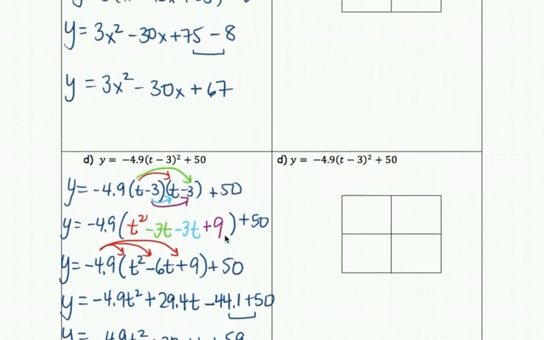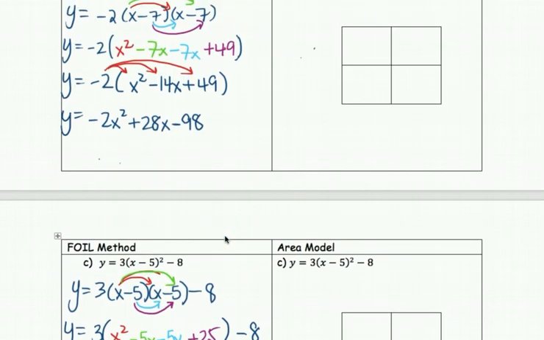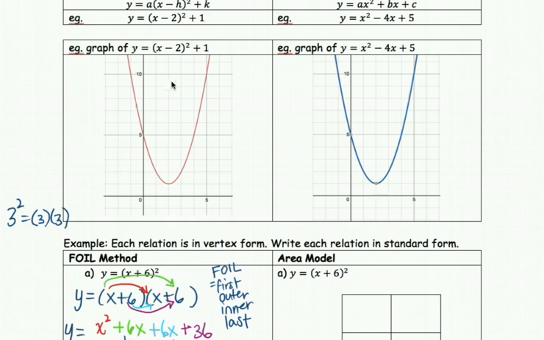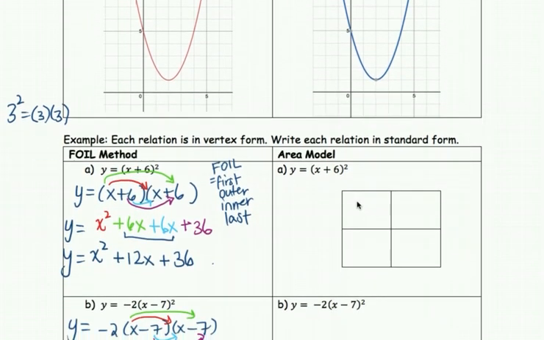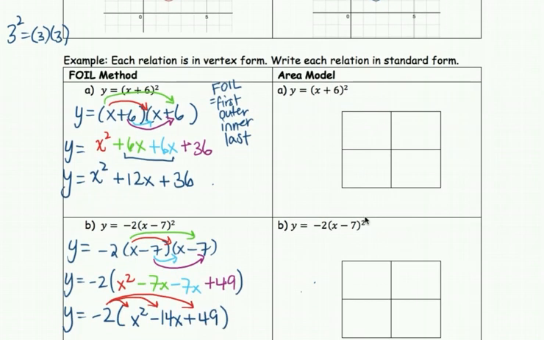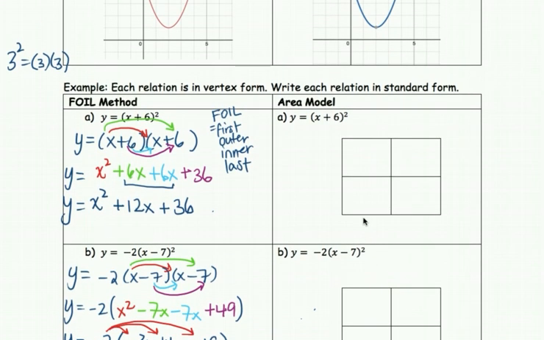All right, for people that want to see the area model, I'll do that one now. Okay, so still the same goal. We're trying to go from vertex form to standard form, okay? But we're going to use our area model box here to help us out. Again, you know that when you have something squared, you can write it twice. Okay, like that.